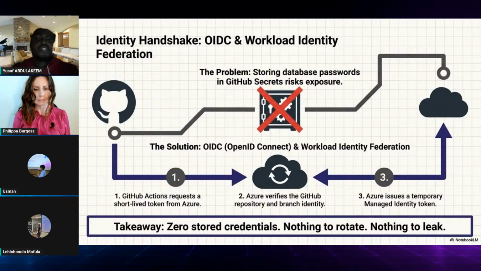So the identity handshake, the OIDC and workload identity federation. The problem is that storing database passwords in GitHub secrets risks exposure. So the solution for this is OIDC, that is OpenID Connect, and the workload identity federation. The first step is that GitHub Actions requests a short-lived token from Azure. Then Azure verifies the GitHub repository and branch identity. Then Azure issues a temporary managed identity token. So the takeaway from here is that there are zero stored credentials, nothing to rotate, nothing to leak.